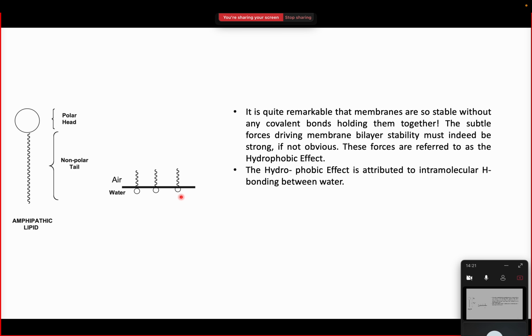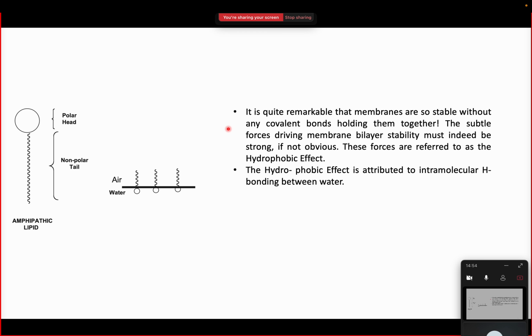One such representation can be seen here. If one amphipathic lipid molecule is present in a solution, how will it be oriented? This orientation is energetically favorable, right? The polar head will try to be on the water side, while the non-polar tails will try to be away from the water, and hence away from the interface of water and air in this particular example.